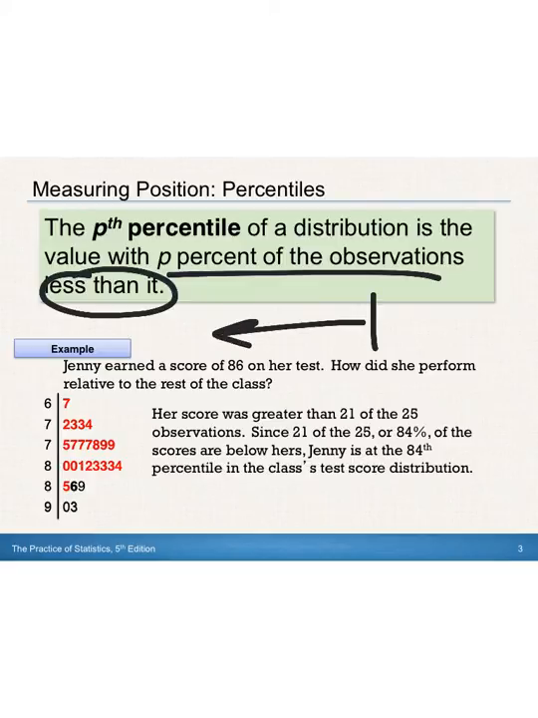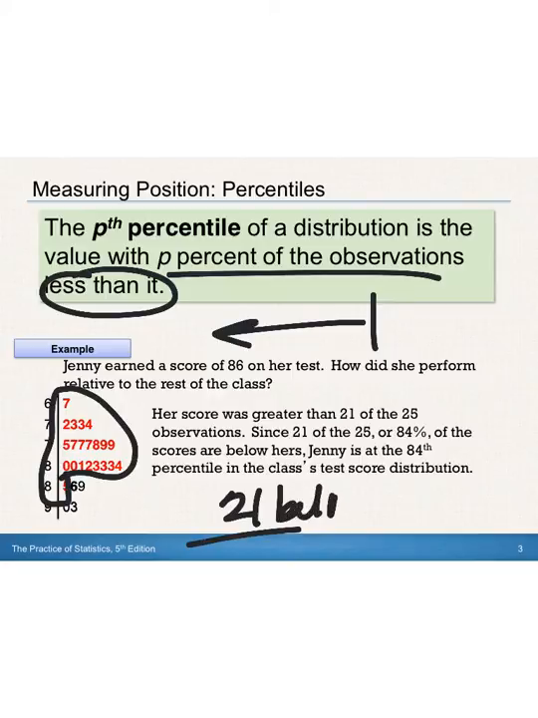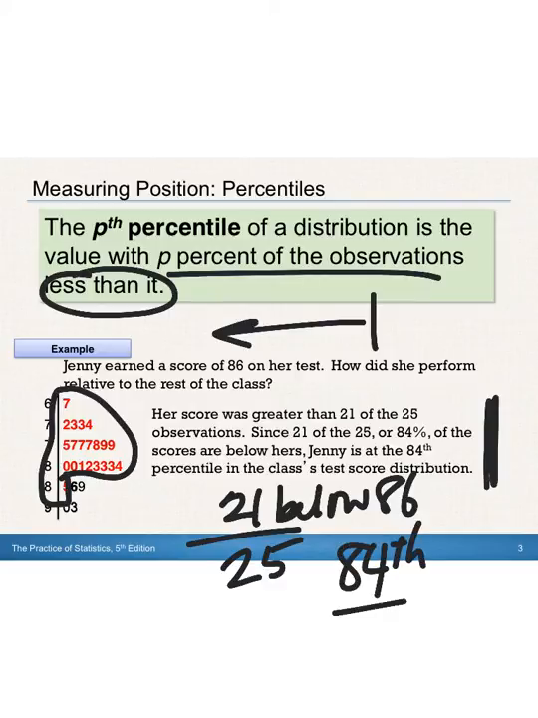So here we have Jenny. She's in the 84th percentile because she has an 86, so we're going to go ahead and look at all of the data that's below the 86, and there's 21 below 86. So she's at a cut point, and we're looking at the percent of stuff that's below it. So 21 out of the 25 total in the class were below 86, so that puts her at the 84th percentile.